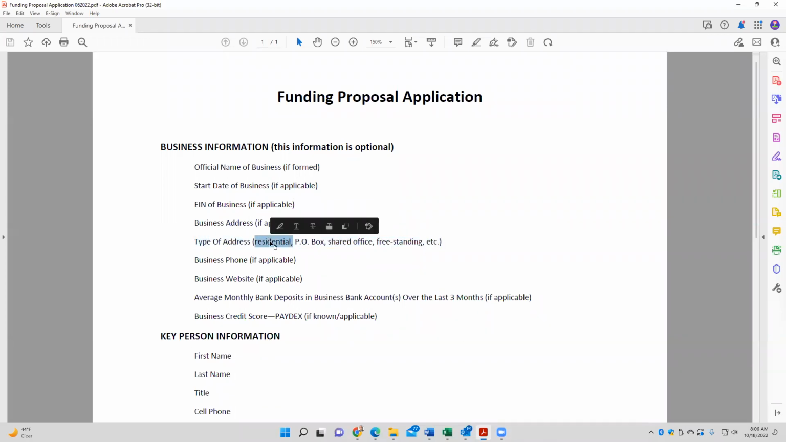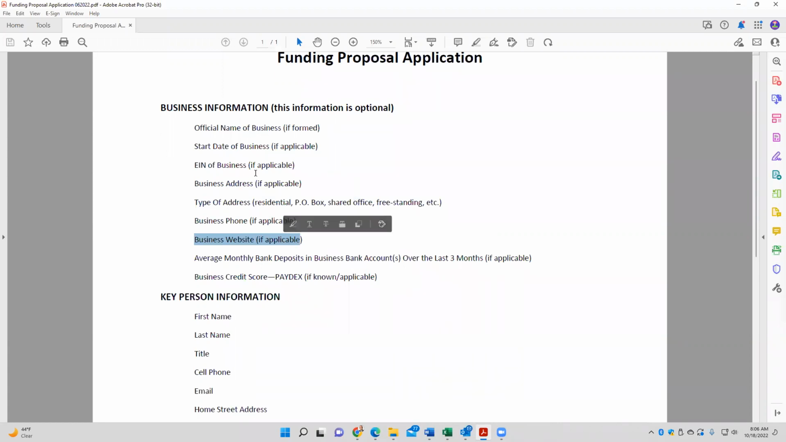Is it set up as a residential? In other words, they're probably using their home address. If so, that's fine. We just need to know, are they using a post office box, a shared office like Regis or WeWork, what have you? And so again, there'd be a form field over here for them to answer that. What is their business phone number, if they have one? What is their business website, if they have one? Now, are these requirements? Absolutely not. But we want to gather the data so we know what they do have.